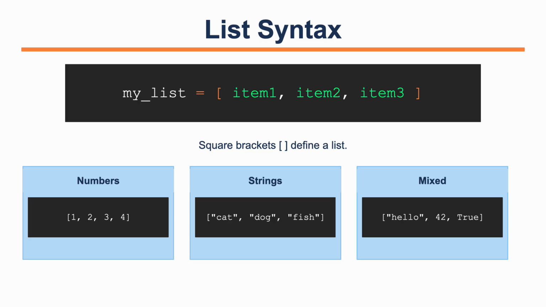To write a list, you start with the variable name, then the equal sign, then your items inside square brackets, separated by commas. A list can hold numbers, strings, or a mix of different types all at once. The square brackets are what tell Python you are creating a list.